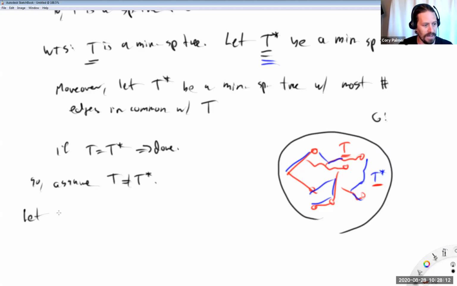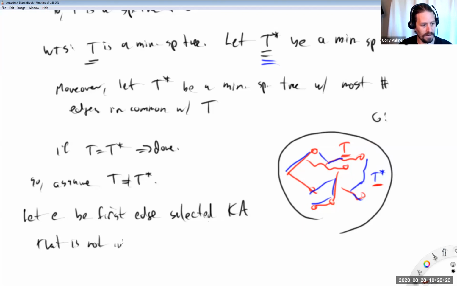So then let's let E be the first edge selected by Kruskal's algorithm that is not in T star, okay? So remember, they have to differ. So there's some point when I'm building up the red graph here that I choose an edge that's not one of the blue edges, right? As the algorithm runs, what's the first time that they're different? It might be the first edge, right? Maybe the first edge in building the red one is different from something in the blue, but maybe they correspond to each other for the first 20 steps, and the 21st step, I get a red edge that doesn't appear in the blue one, okay? So, but E is the first one.